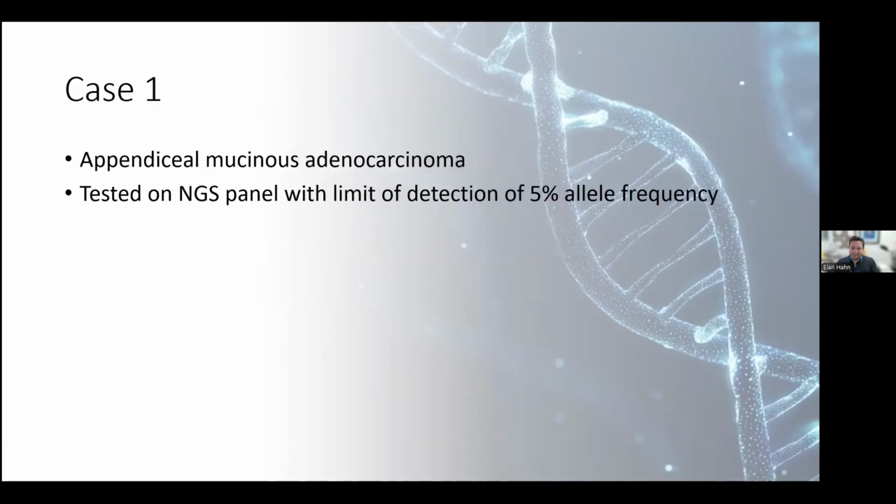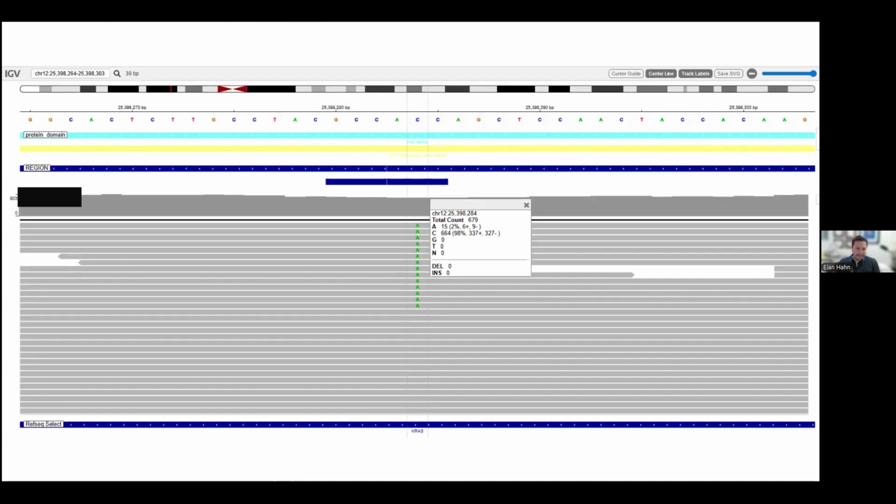So now I'd like to move to a case that we saw here. So this is metastatic appendiceal mucinous adenocarcinoma. It was tested on our NGS panel with a limit of detection of 5% allele frequency. And this is what we saw.